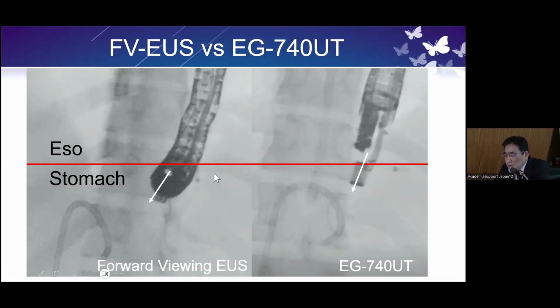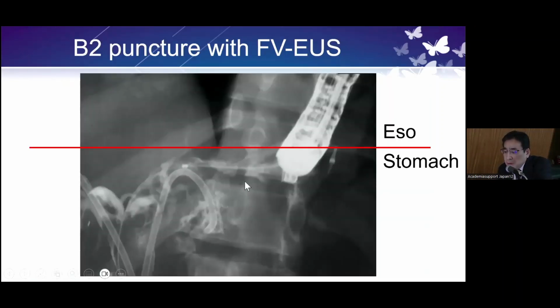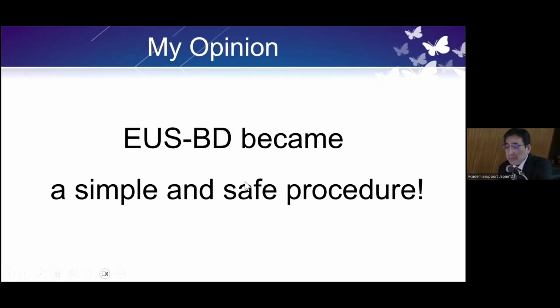We can puncture, this is the same patient. This is a forward viewing scope, this is the Fuji scope. So if you use a Fuji scope, the puncture site is the esophagus. But with a forward viewing scope, the puncture site is in the stomach. Like this, we can perform B2HGS. So my opinion, ESBD has now become a simple and safe procedure.